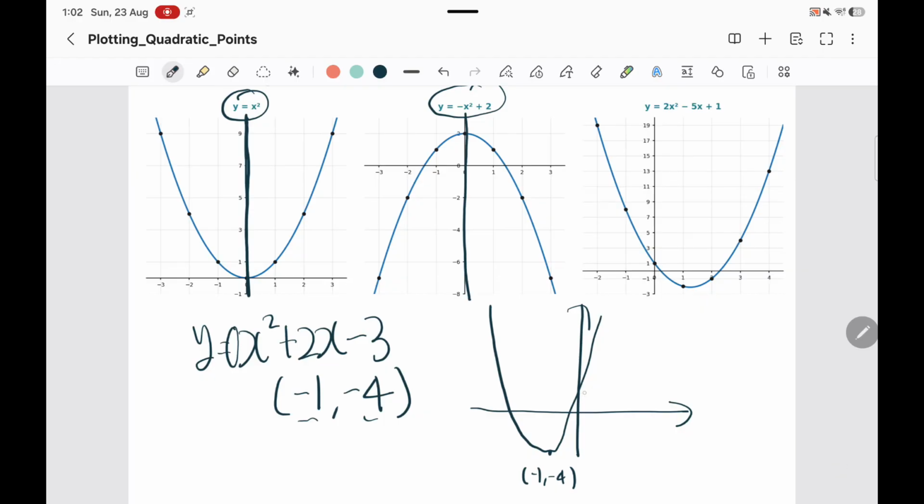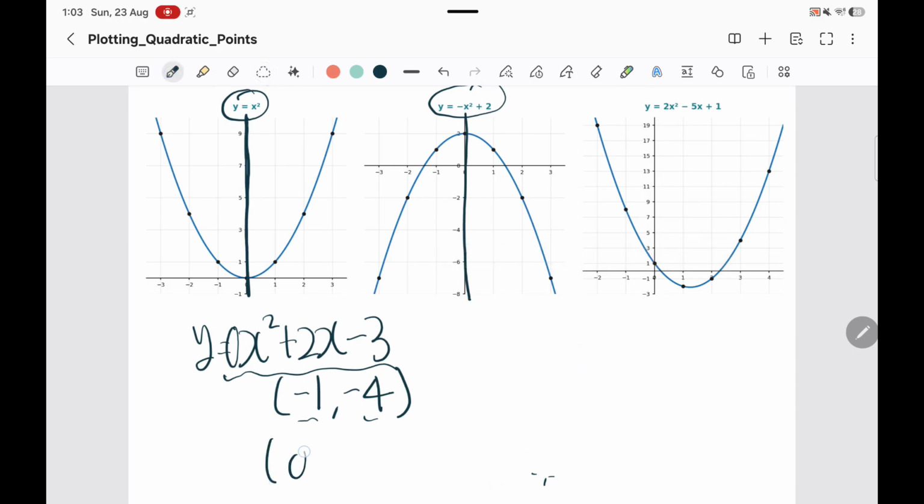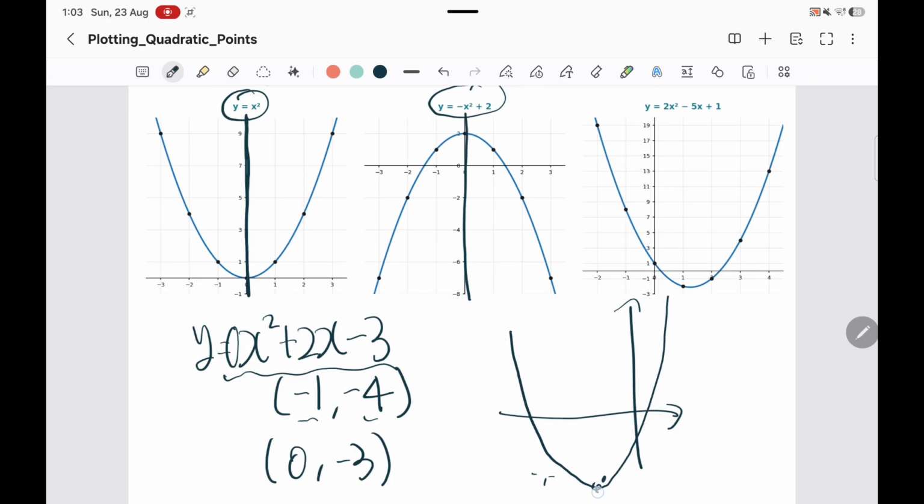If we are not sure about this point or this point, then okay, it's right here. Then think about the y-intercept, because that's how you draw the exact graph. The y-intercept is 0, -3, so you just draw here and then it will look like this. So that's why it's really important to know this point is the vertex point, the turning point, and the axis of symmetry here, x equals -1.